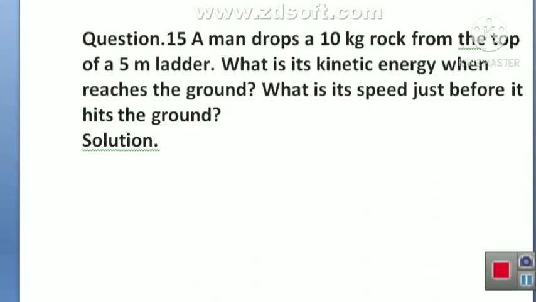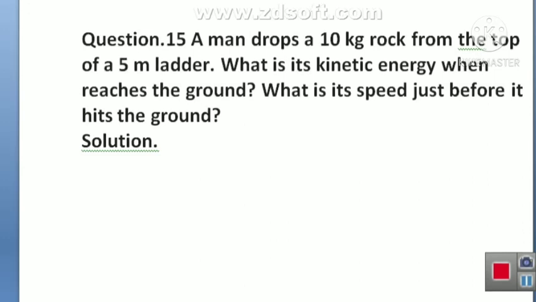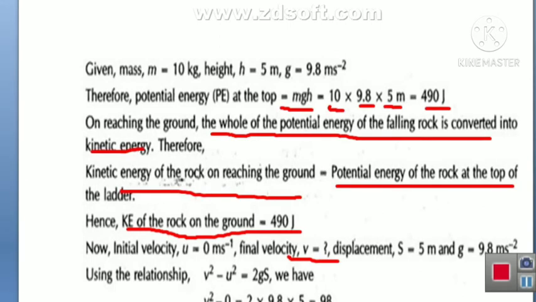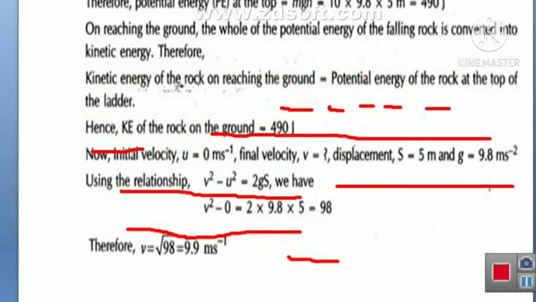Here mass is given, height is given, so we have to consider that the kinetic energy will be equal to the potential energy because it is falling from top to the ground. Therefore, PE will be equal to KE. By considering the formula for PE, that is mgh, we can calculate the potential energy from the given values. Thus, the height shown for the rock is 5 meter, and g is the acceleration due to gravity.